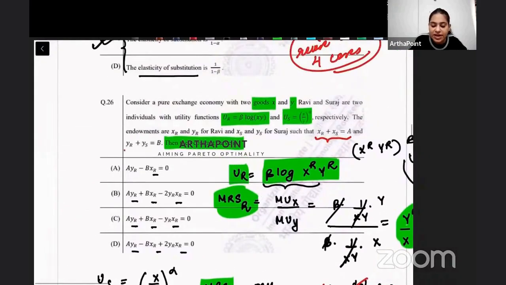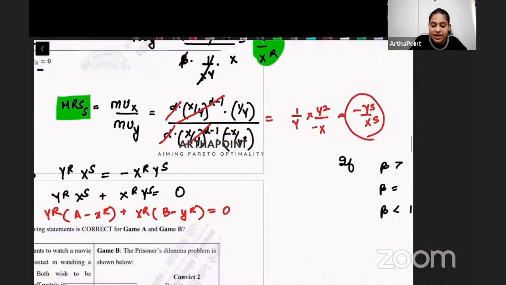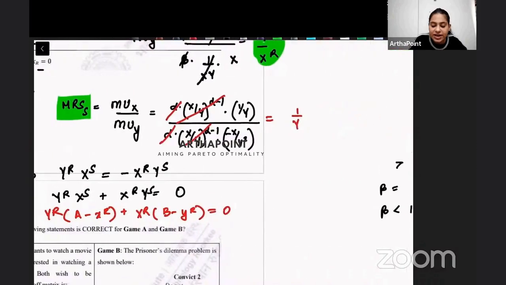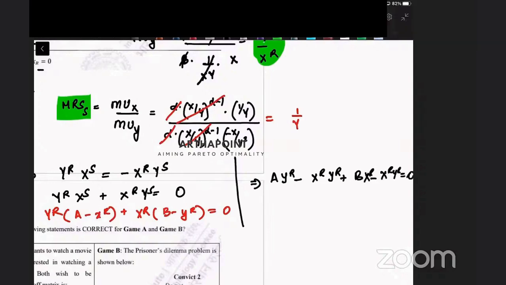Similarly, it is given that YR plus YS is B. So instead of YS, I will write B minus YR into XR equal to 0. When you rewrite this equation, what will you get? You will get A YR minus XR YR plus B XR minus XR YR equal to 0. This is what you will get.